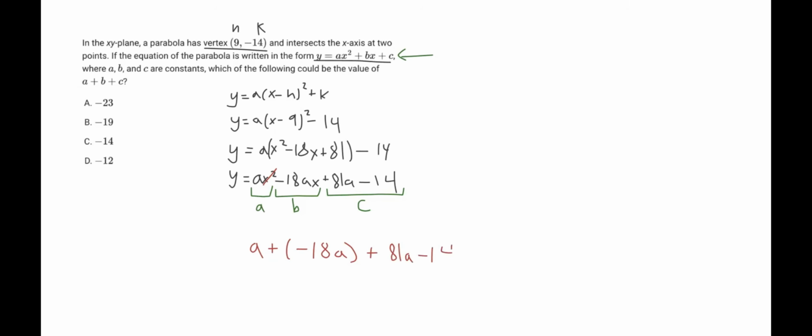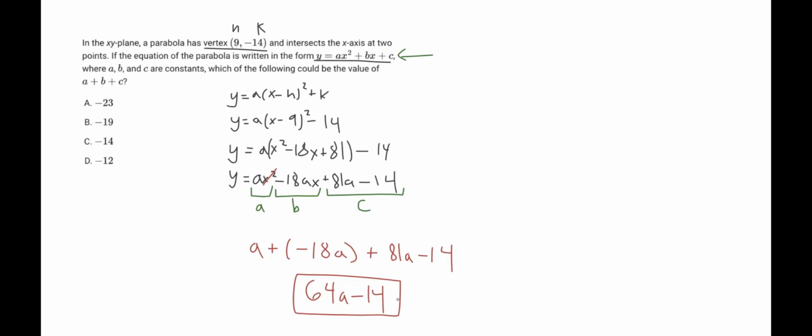So there we go. We get this long equation. If we simplify this down, what we get is 64a minus 14. All right. So this right here, 64a minus 14, this represents the sum of a plus b plus c.